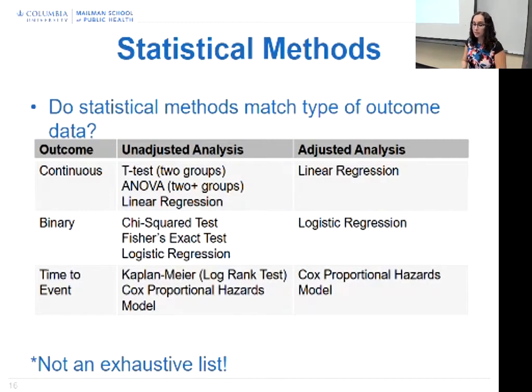So for me, when I'm reading the paper, I really need to know what the outcome is in order to assess whether the appropriate method was used. Any questions on this sort of table, or the analysis technique?